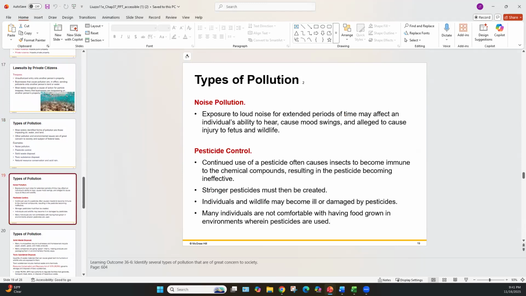Noise pollution. Exposure to loud noise for extended periods of time may affect an individual's ability to hear, cause mood swings, and is alleged to cause injury to fetuses and wildlife, believe it or not.